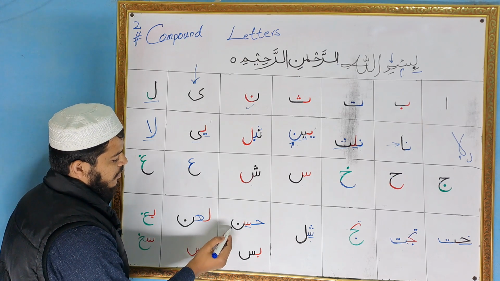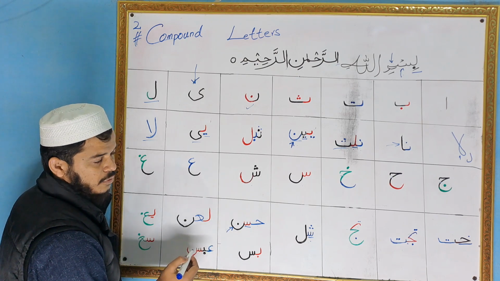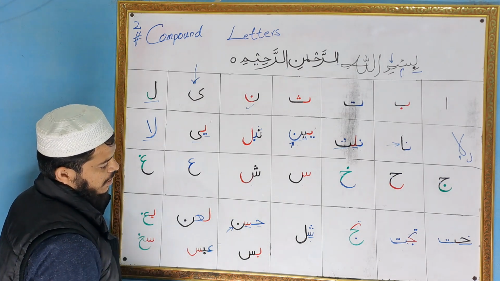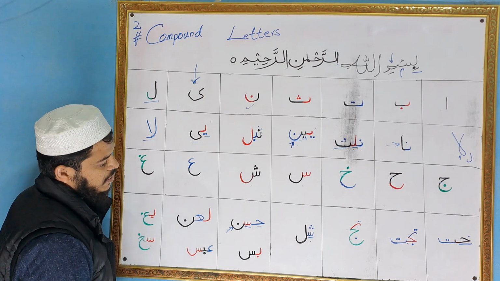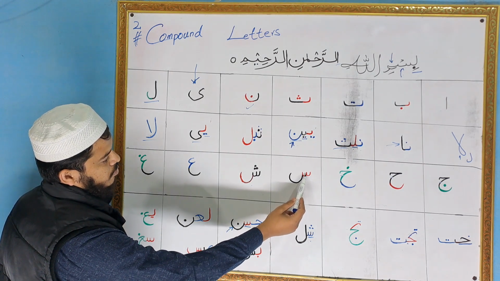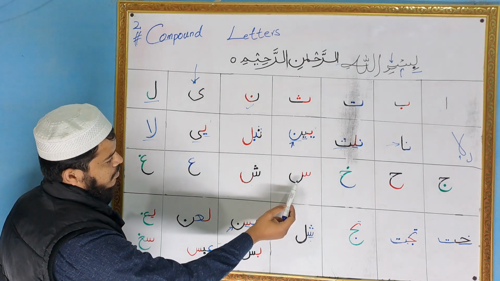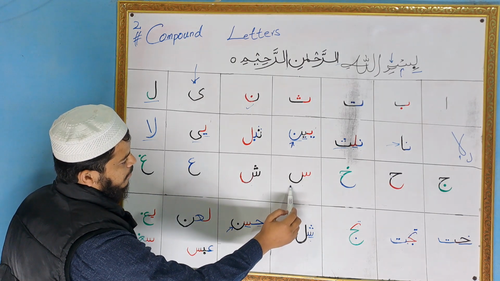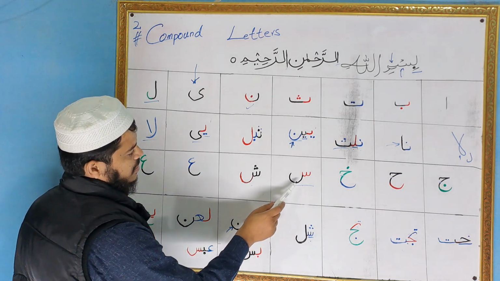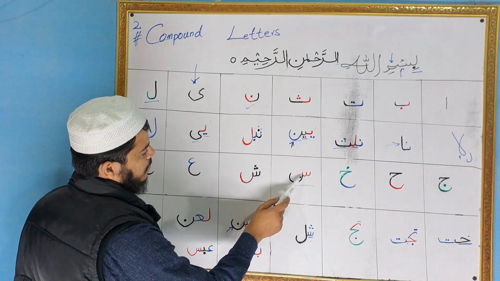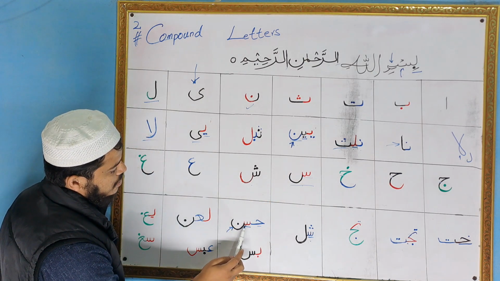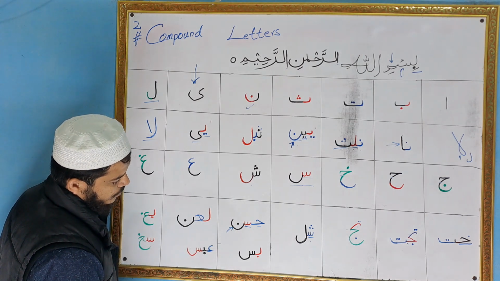Noon is coming at the end, so it will come in its original form. Ha is coming as a beginning letter, as we have learned, and seen as a middle letter, just like the three spikes. We have given two different colors, so separately it will be like that, at the end it will be like this, but as a beginning letter or in the middle of two letters, it will be just these three spikes. So you can see ha, sin and noon.